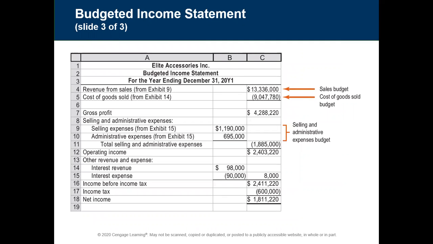So then you have all the information you would need to do a budgeted income statement. Your revenue is going to come from your sales budget. Cost of goods sold is going to come from your cost of goods sold budget. Revenue minus cost of goods sold gives you gross profit. Selling and administrative expenses are going to come from your selling and administrative expense budget. It's going to give you operating income. Then it would have to give you this information. And so again, a lot of this chapter is just knowing where to plug things in on these statements.